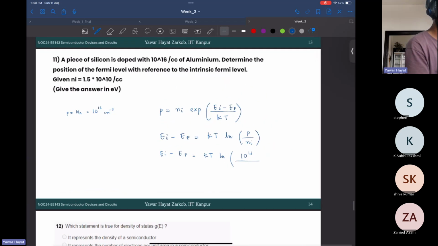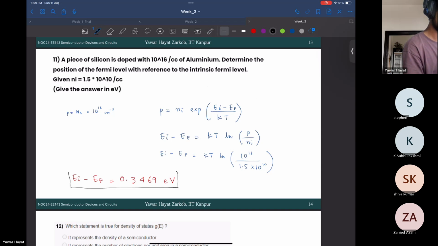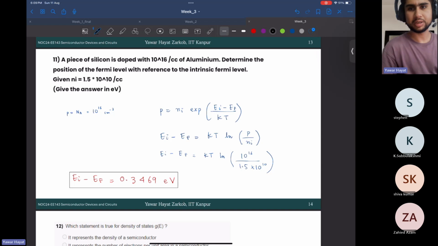And we are given that we need to take ni as 1.5 into 10 to the power 10. So I'll do the same. I'll write 1.5 into 10 to the power 10. Then what is now your Ei minus Ef? If you work it out, this should come as 0.3469 electron volt. Is this fine?